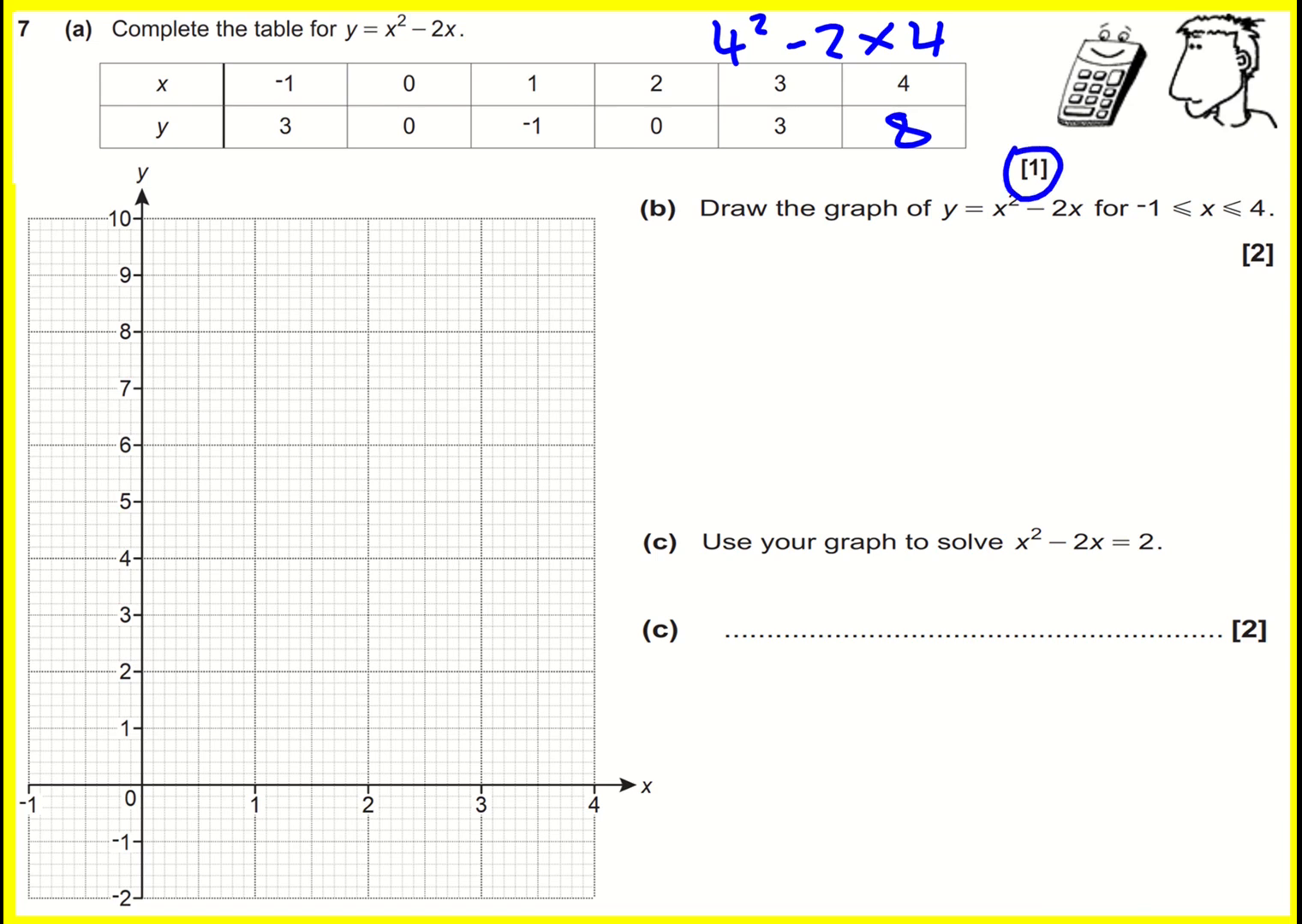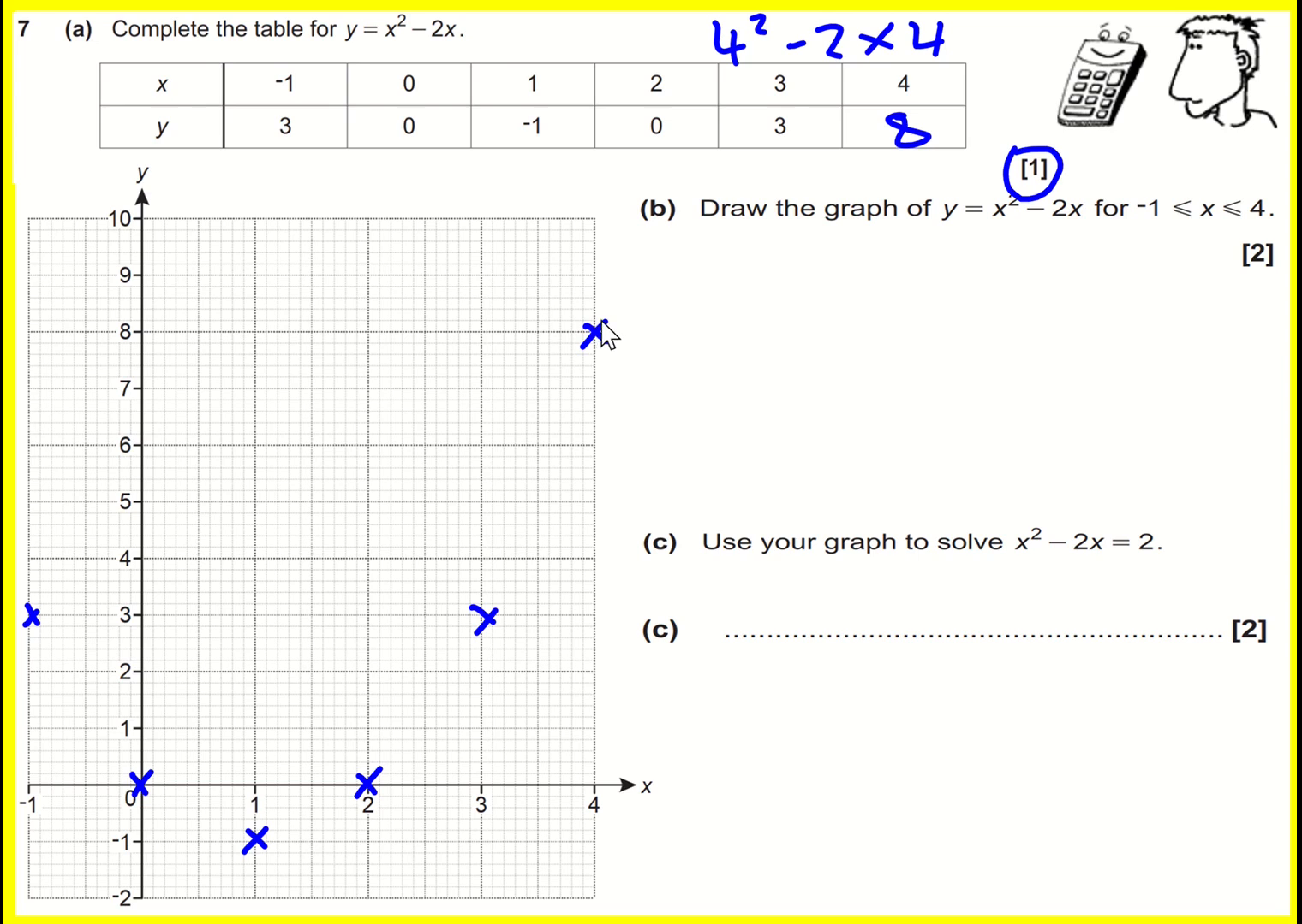Next, draw this graph for -1 less than or equal to x less than or equal to 4. So it's asking me to plot the coordinates basically. When x is -1, y is going to be 3. So I can just put a little cross there. 0, 0. 1, -1. 2, 0. 3, 3. You can see they've got a sort of symmetry going on. This is what happens with quadratics. And 4 jumps up to 8.